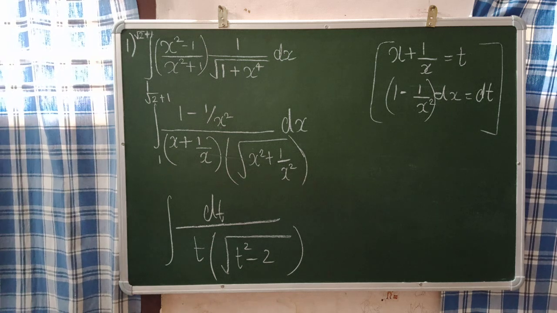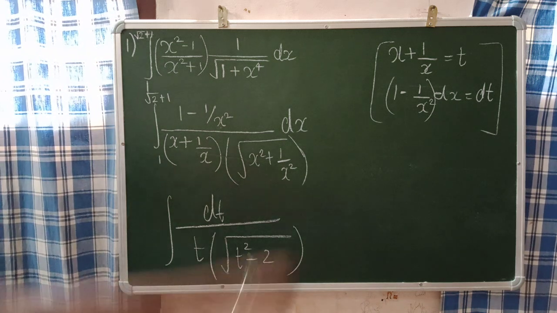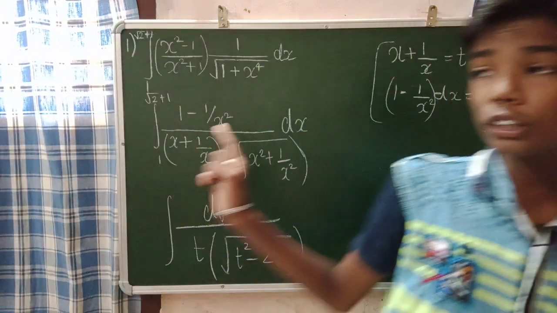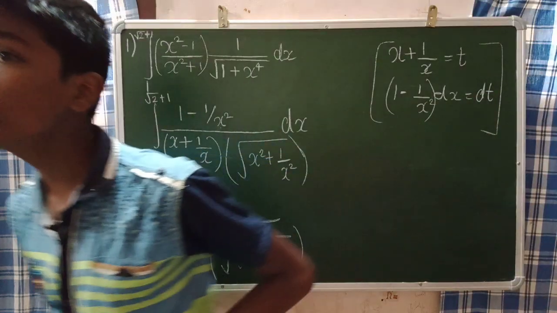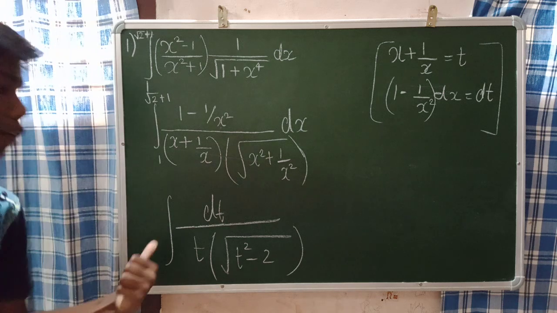Okay. Now what will be your limits? Will the limits be same as 1 to root 2 plus 1? Of course not, guys. I am using a substitution. If I use your substitution, then of course your limits will change according to the substitution that you are doing. How will your limit change? How it will change here?